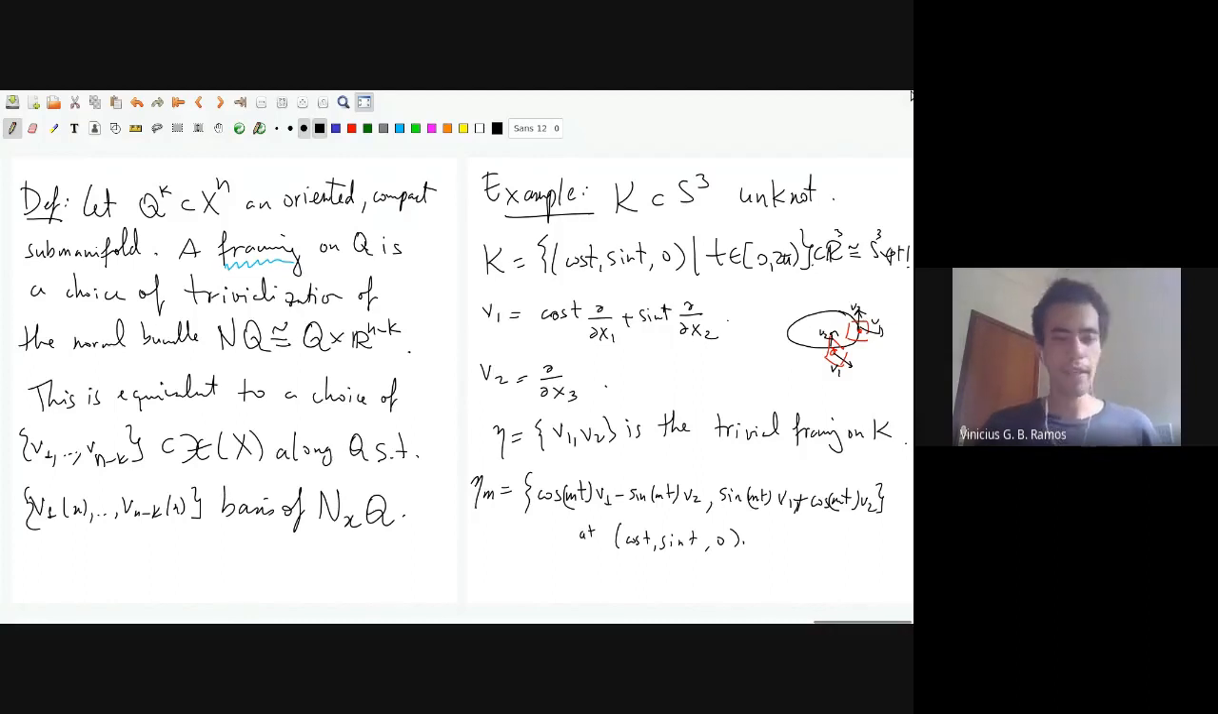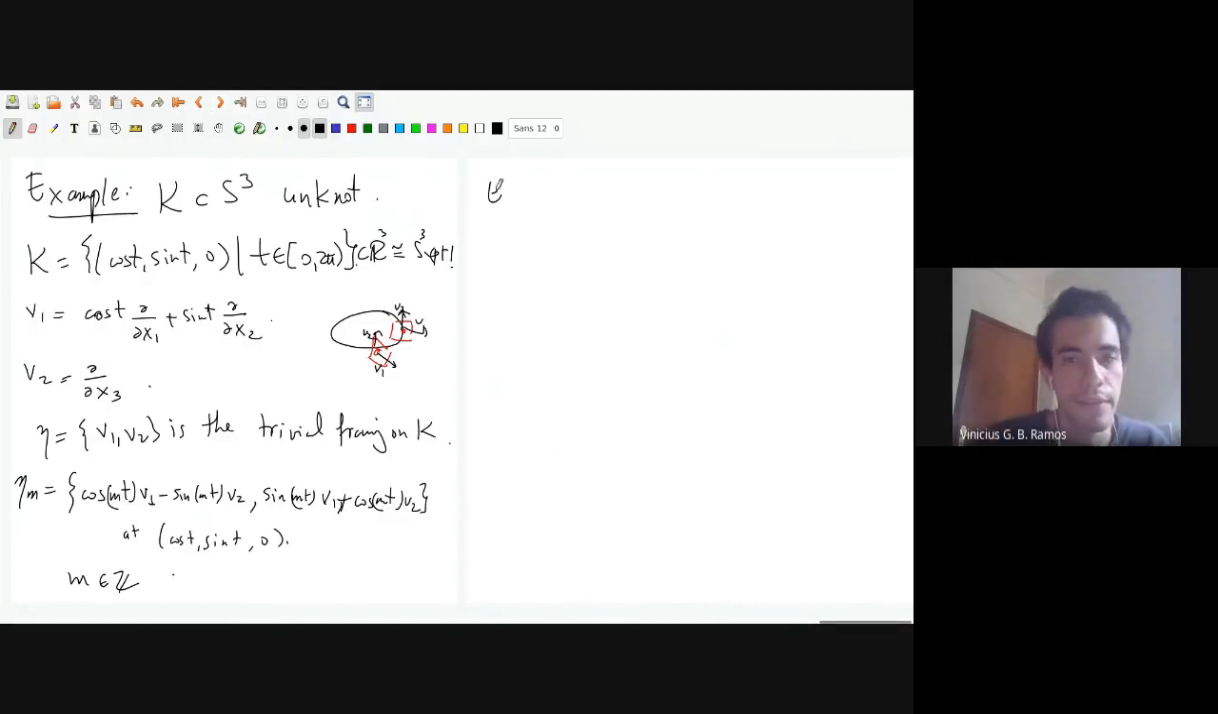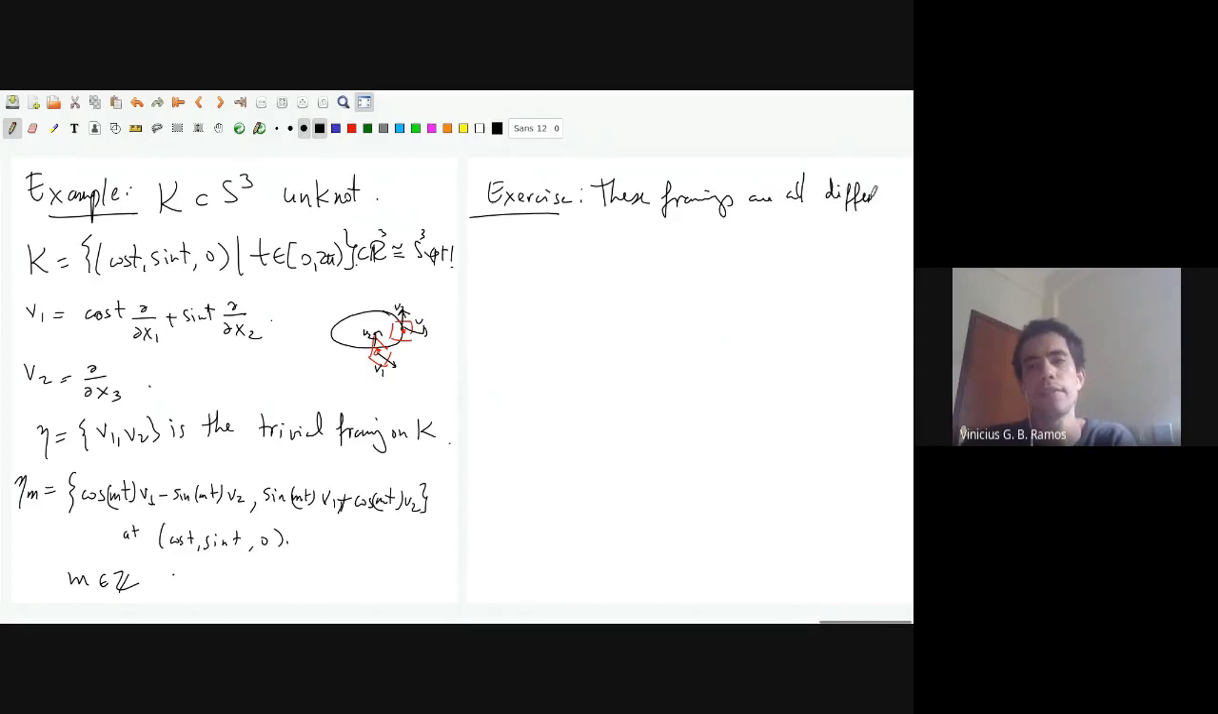Okay, so you can do this for any m in Z. And an interesting exercise is that these framings are all different, or they're non-isotopic, for different values of m.